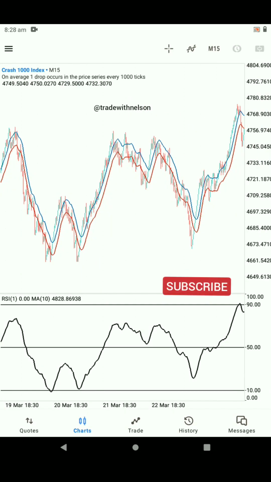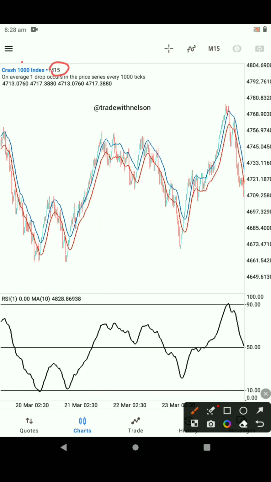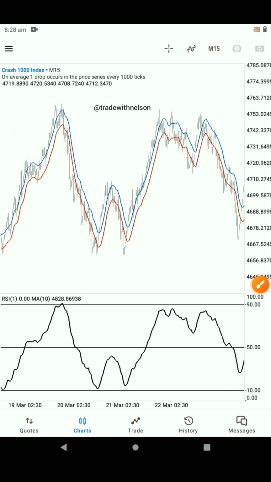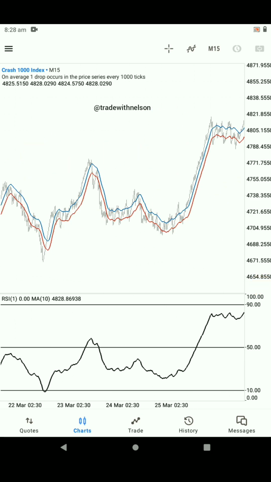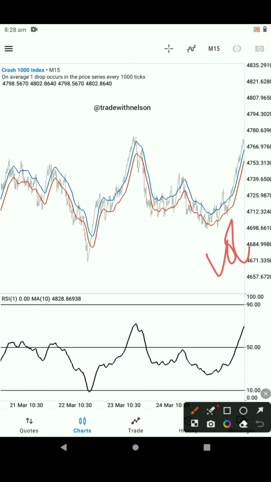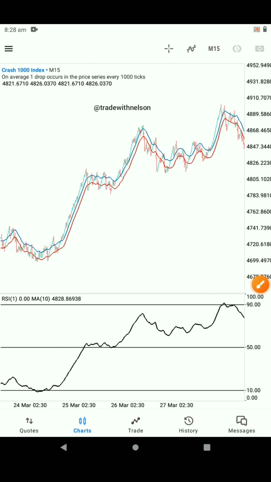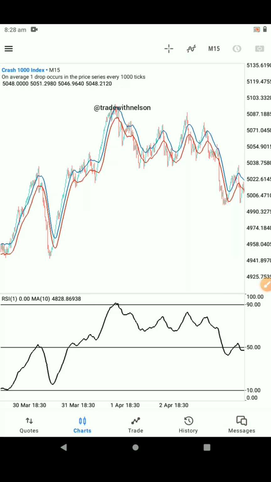So if you look carefully on my chart, this is the 15 minutes time frame and this is Crash 1000. This strategy I want to show you works on the volatility index, and it also works on the Boom and Crash market. You can check out the 500, 900, 600. It works perfectly over there.